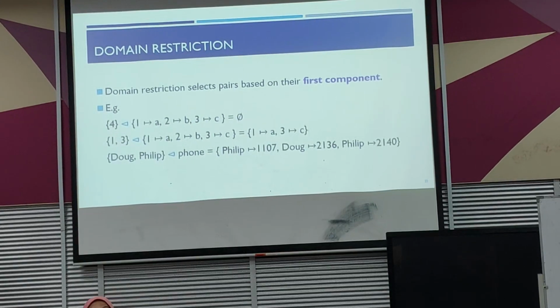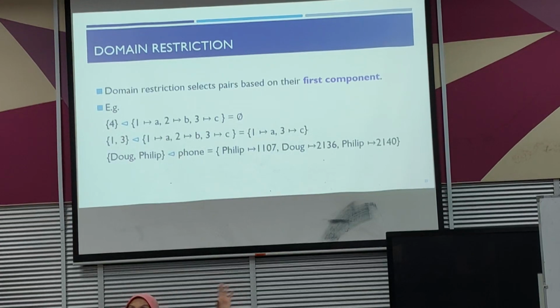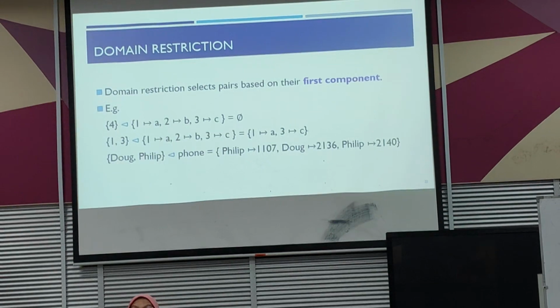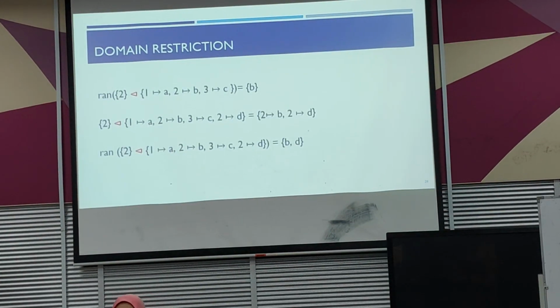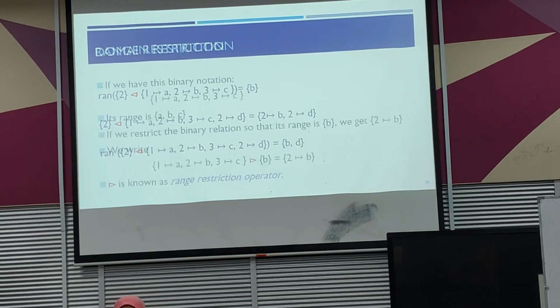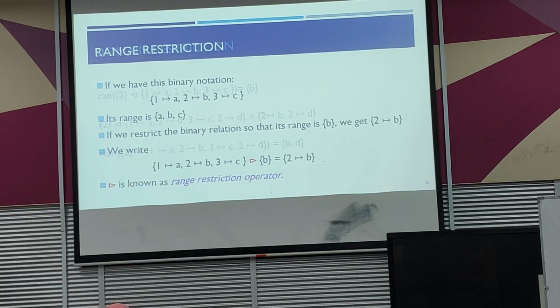So you are looking at the domain data. Of course, when you are looking at the domain data, you can also look at the range data. So for domain we call it domain restriction, whereas for range we call it range restriction. You can have a look at this other example also.